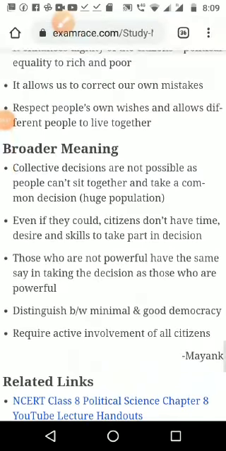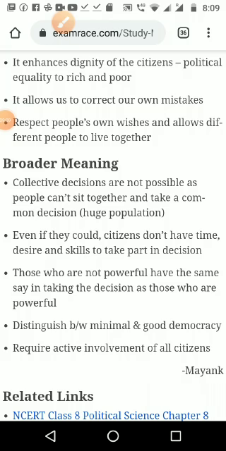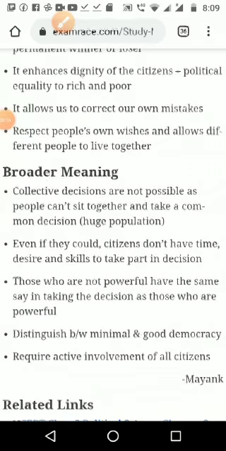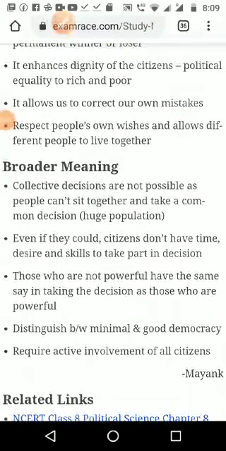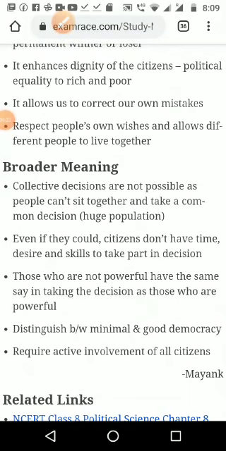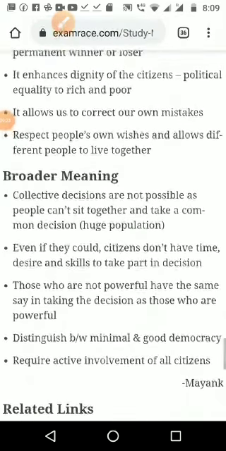Then the broader meaning. Collective decisions are not possible as people can't sit together and take a common decision, because of the huge population. Even if they could, citizens don't have the time, desire and skill to take part in decisions. Those who are not powerful have the same say in taking decisions as those who are powerful. Distinguish between minimal and good democracy, which requires active involvement of all citizens.